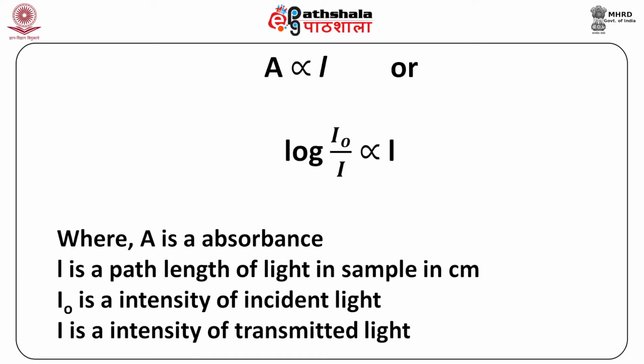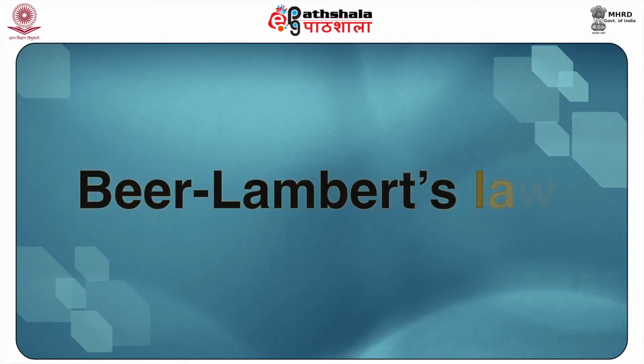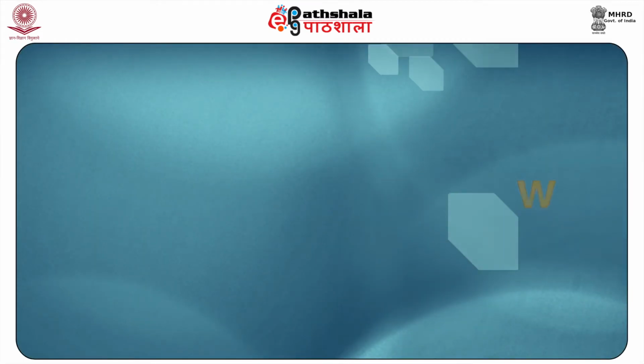According to this law, when a beam of light passes through the sample, the absorption of light is directly proportional to the path length of the light in the sample, that is A is directly proportional to L. As explained in the previous law, A or the absorbance is log I naught upon I. So, log I naught upon I is directly proportional to the path length, that is L, which is taken in centimeter. So, combining the two laws, we get Beer-Lambert law.